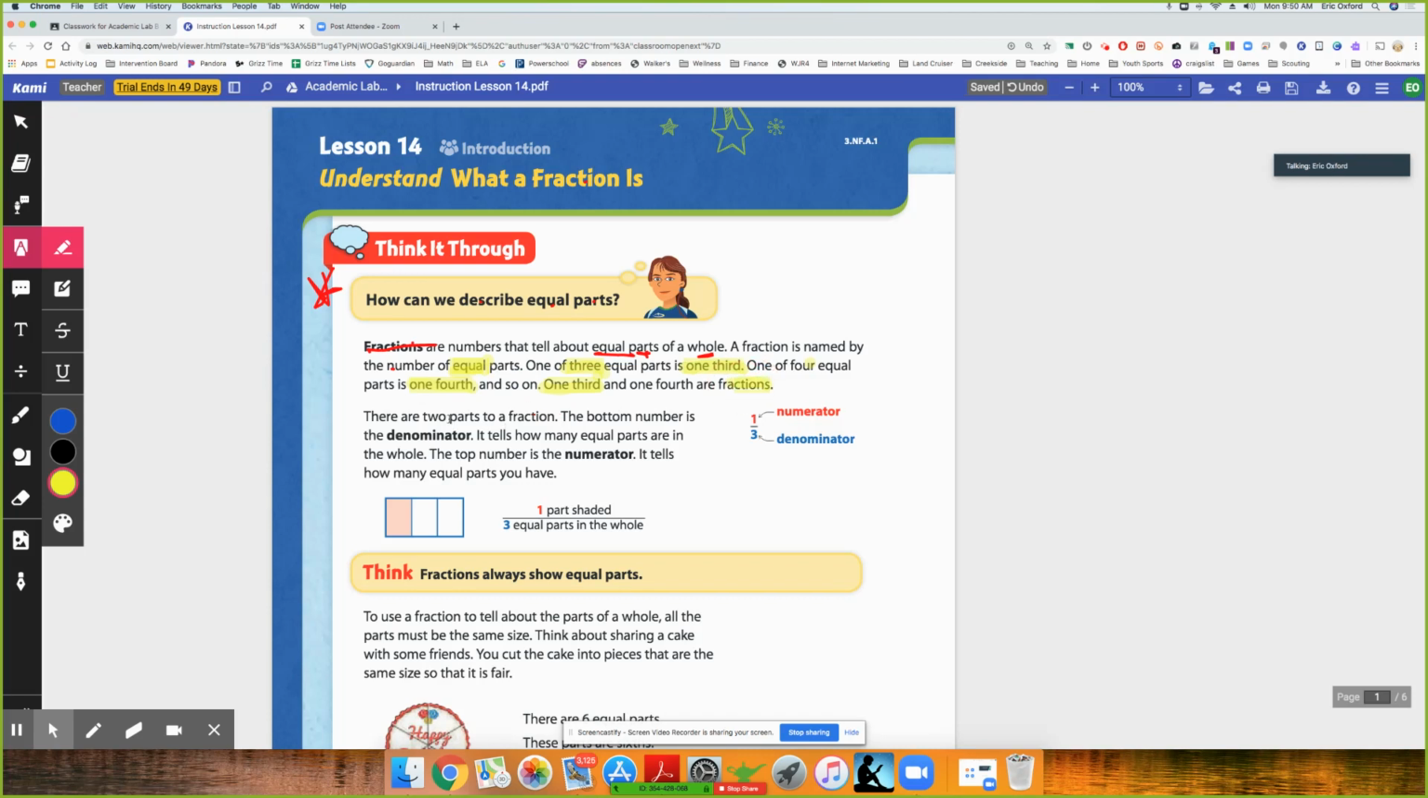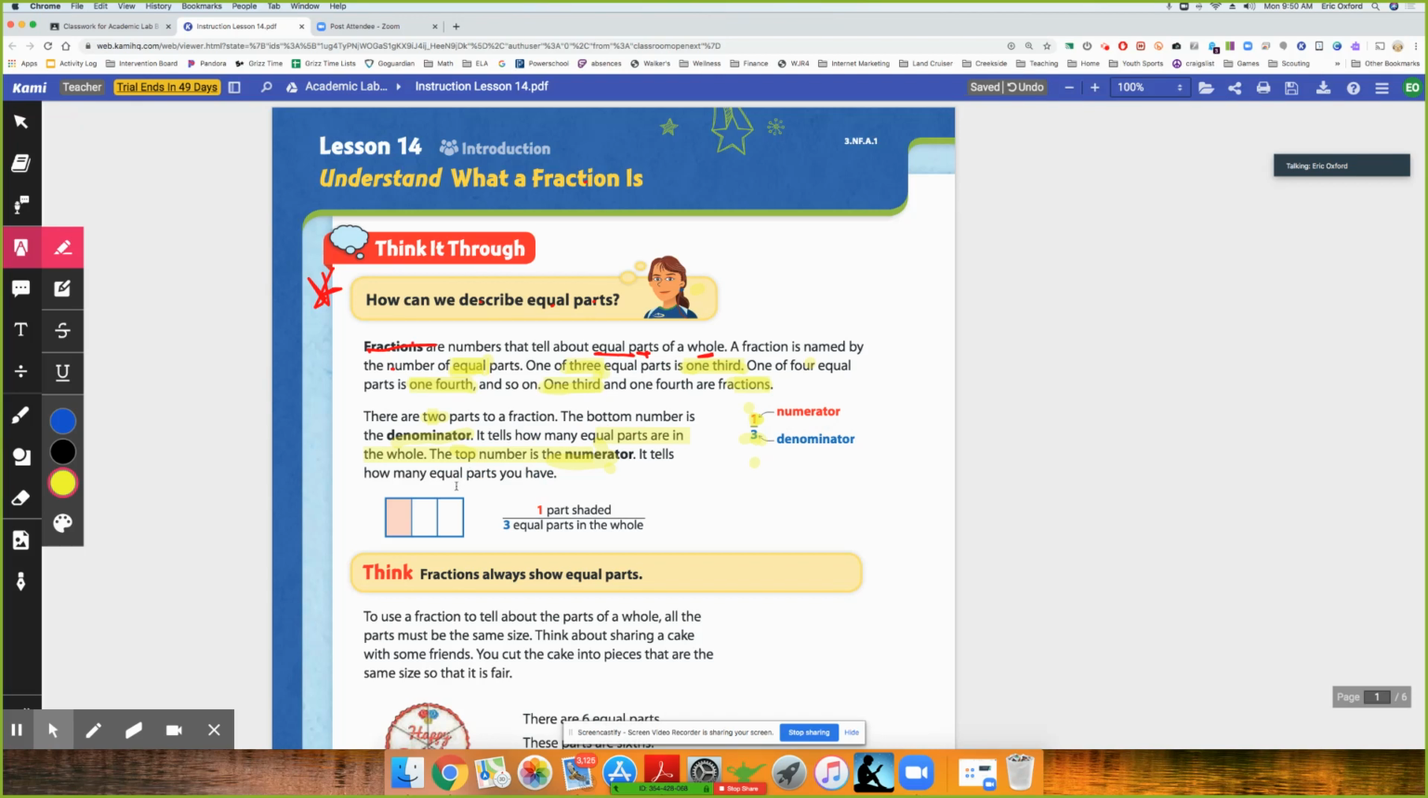There are two parts of a fraction. The bottom number is the denominator right here. That 3 is the denominator. Let's undo that. Control Z. Yep. Okay, so that 3 there is the denominator right there. And the other part, the top number, that is the numerator. Right up here, that's the numerator.